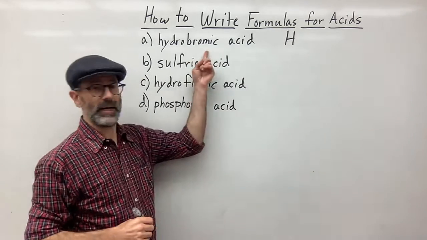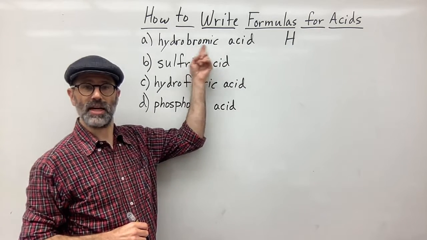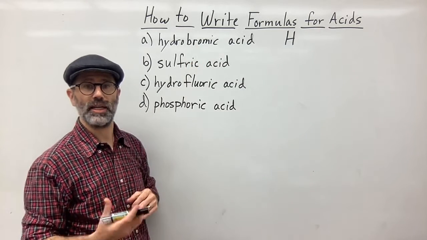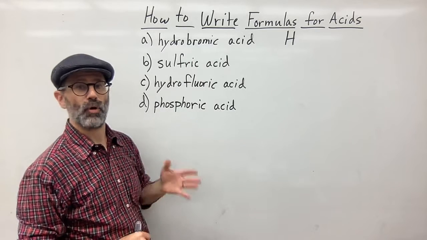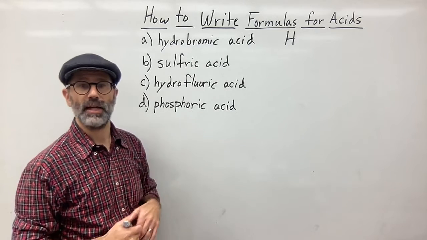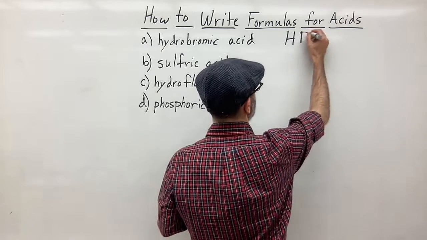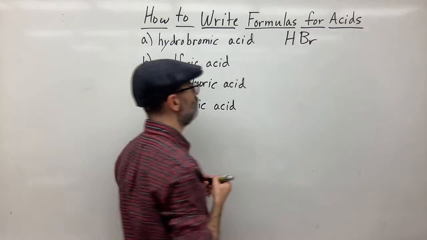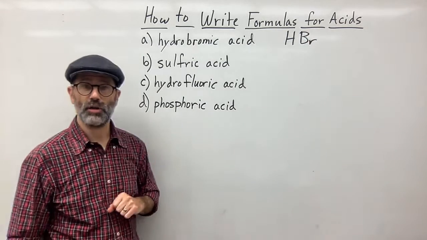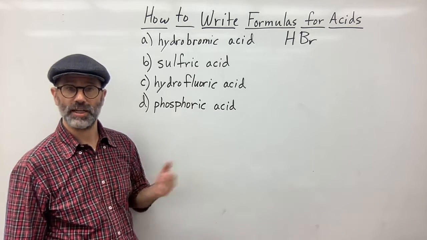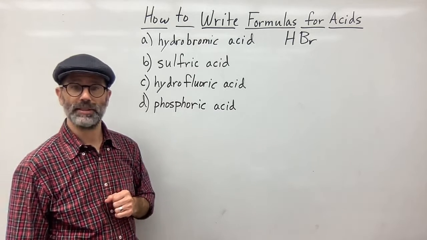And then bromic refers to the other atom in your binary acid. Bromic comes from bromine, and so the other element is bromine. So we write Br, and there you go. HBr is the formula for hydrobromic acid.